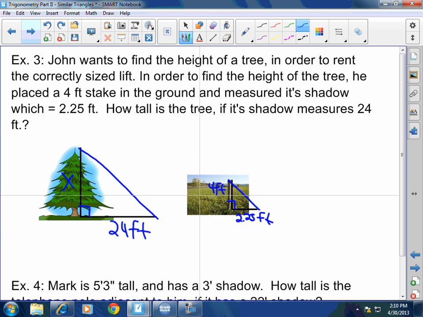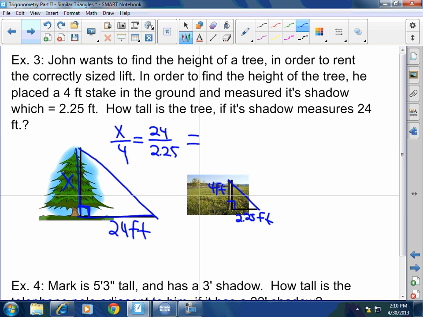Okay. So let's check this out. Yes, sir. No, I'm not assuming anything. A vertical with a horizontal by law creates a 90, sir. Thank you, my man. Now, let's do this, guys. Doesn't x correspond to 4? And isn't that going to equal 24, which corresponds to 2.25?